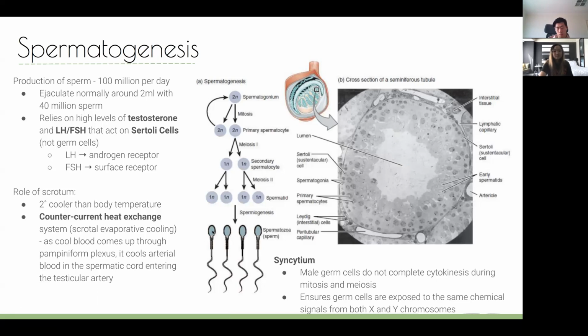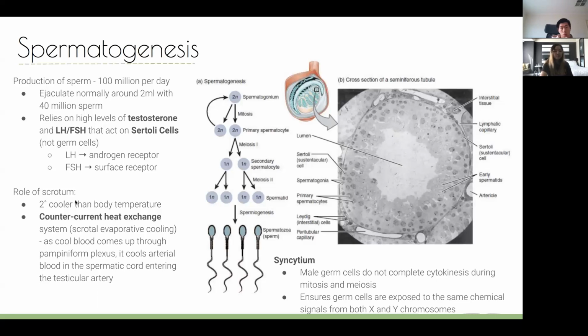One thing to note is they haven't shown it on here, but male germ cells don't complete cytokinesis. So the whole division of like the cytoplasm during mitosis and meiosis. So these guys will actually have little channels connected between them. And that ensures that germ cells are exposed to the same chemical signals from both X and Y chromosomes, even though they only contain either X or Y.